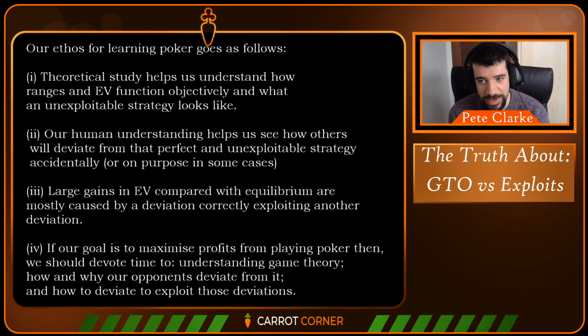That's a super important thing that the people in the hardcore GTO camp just completely miss, and they miss out on loads of EV. But the people in the hardcore exploitative camp just miss point one and are basically flailing around in the dark, in my opinion. Some of them might have a good intuition about what's good and what's not, and might implicitly understand theory, but most students don't implicitly understand poker theory because it's not very intuitive, and that's why you have to study it.